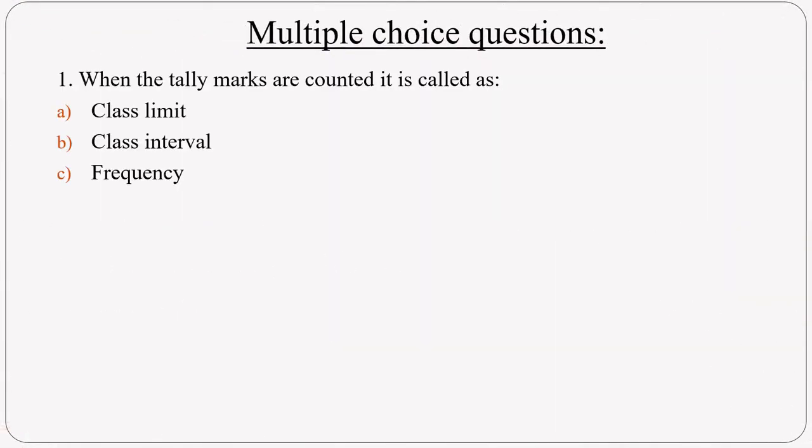Question number 1. When the tally marks are counted, it is called? Any guess, dear students? Option A, class limit. Option B, class interval. Option C, frequency. Can you guess, dear students, which is the right answer? Yes, the right answer is frequency.